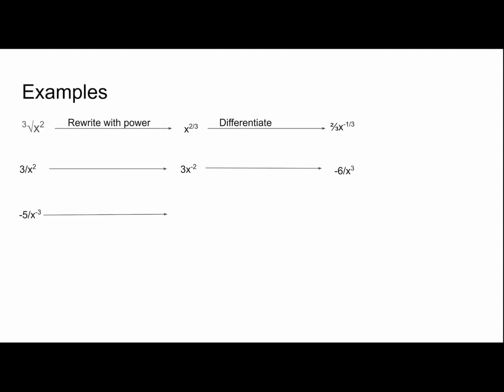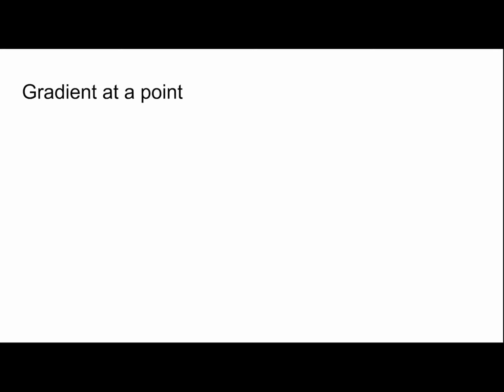So once again, you're going to rewrite this, bring the power up to the numerator, and differentiate normally. Negative 15 x to the power of 2. And finally, we have 3x to the power of 2 divided by 2. We're basically just rewriting this as 3 over 2 times x squared. And once again, we can differentiate normally. We should get 3x as our answer. Alright, so that's our differentiation over. That's basically all we need to know for how to differentiate.